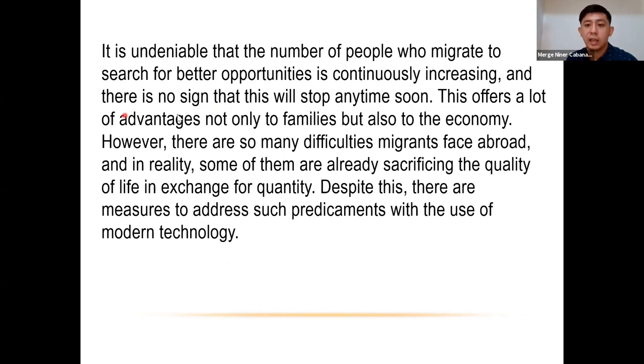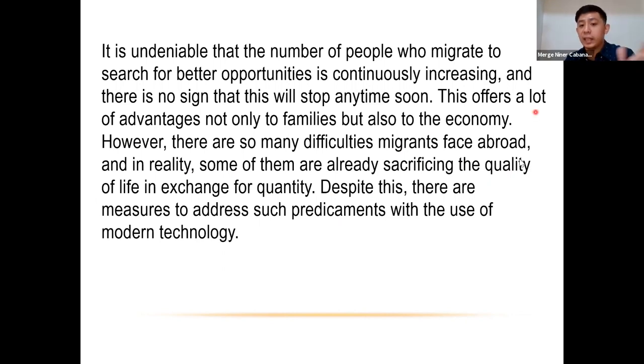This offers a lot of advantages, not only to families, but also to the economy. However, this is the opposite side. There are so many difficulties migrants face abroad. And in reality, some of them are already sacrificing the quality of life in exchange for quantity. Despite this, there are measures to address such predicaments with the use of modern technology.